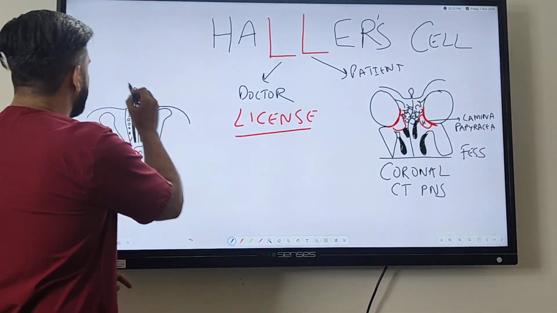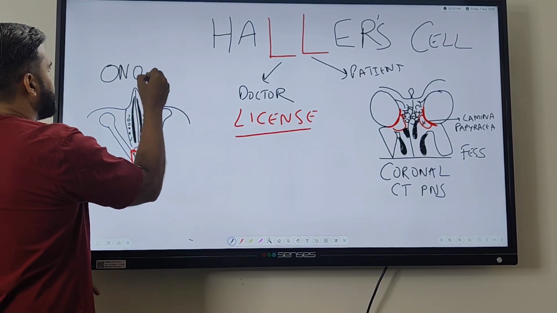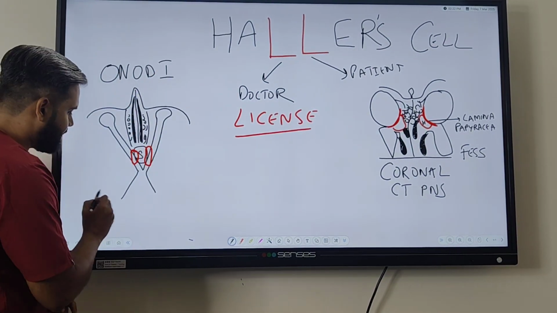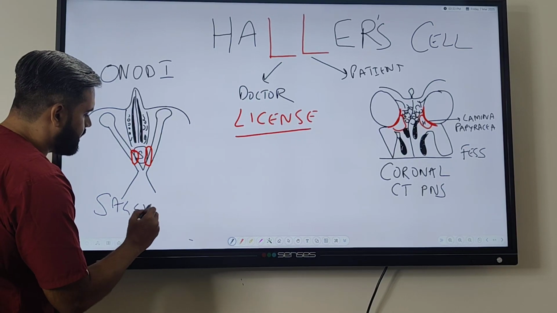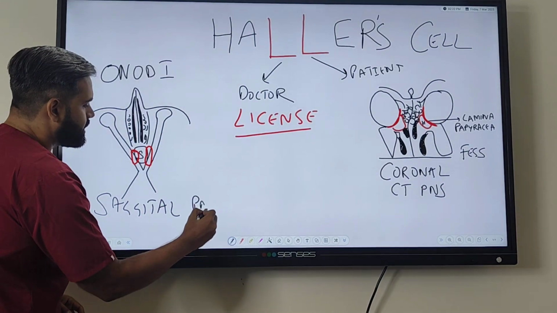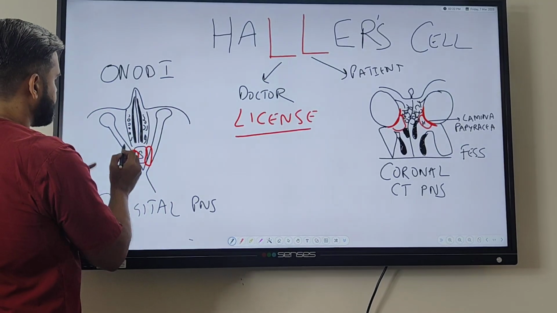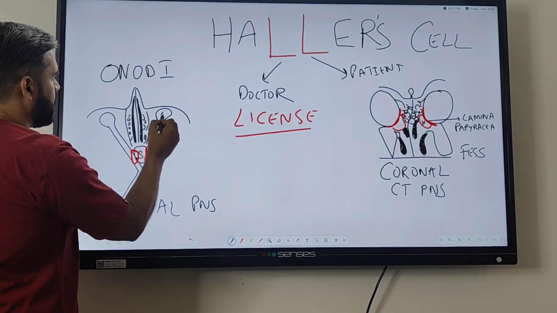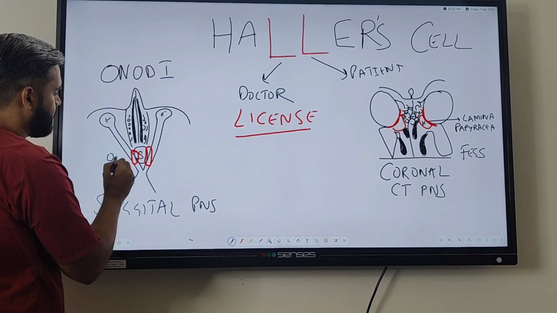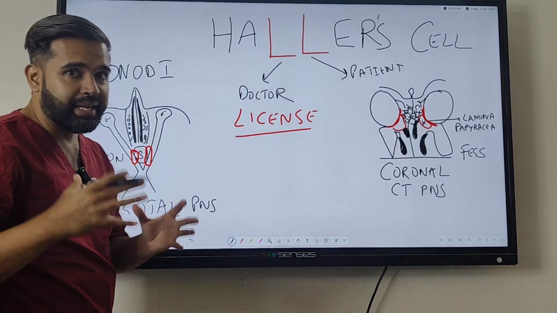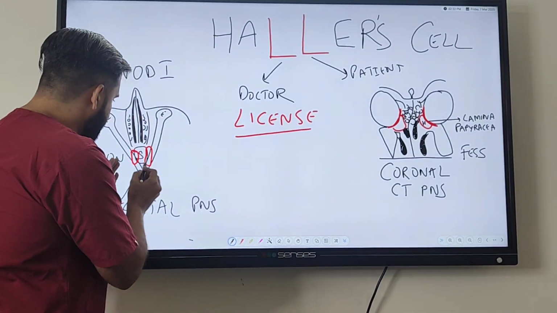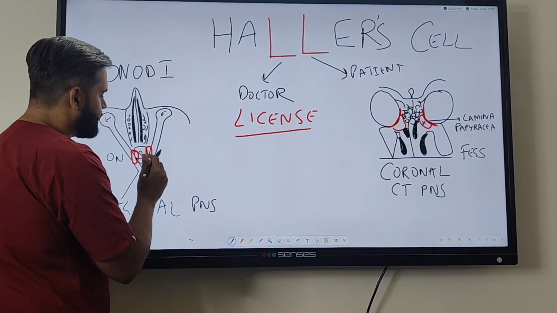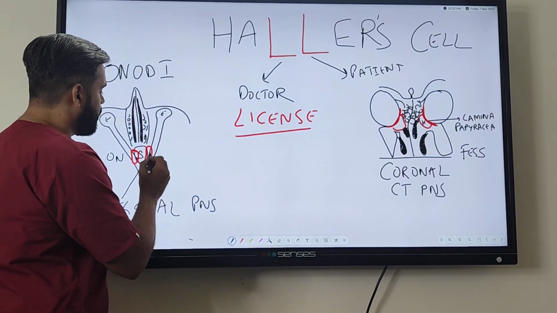And other cell is Onodi. Onodi is not so difficult to remember. Onodi is basically seen in the sagittal section. This is sagittal section of the paranasal sinus. This is the nose. This is the eyes. This is basically the eyeball. And this is the optic nerve. Now this optic nerve near the sphenoid sinus के ऊपर ये जो red है, these are the Onodi cells. These are also abnormal ethmoidal cells.